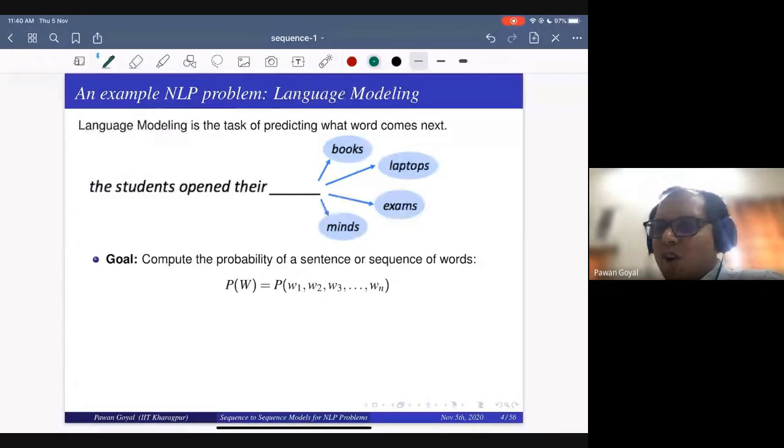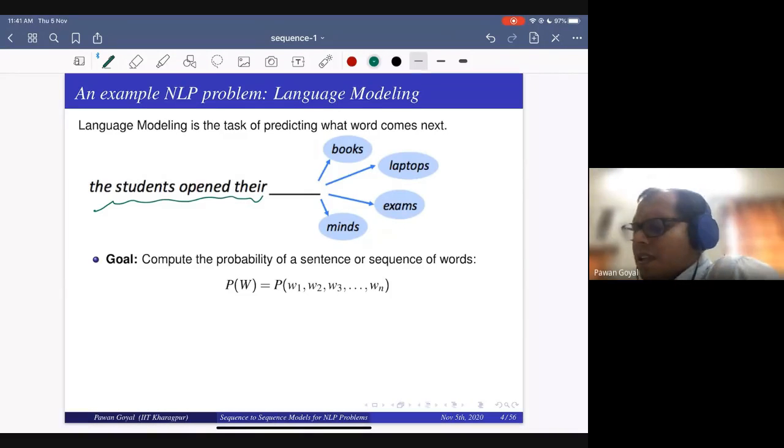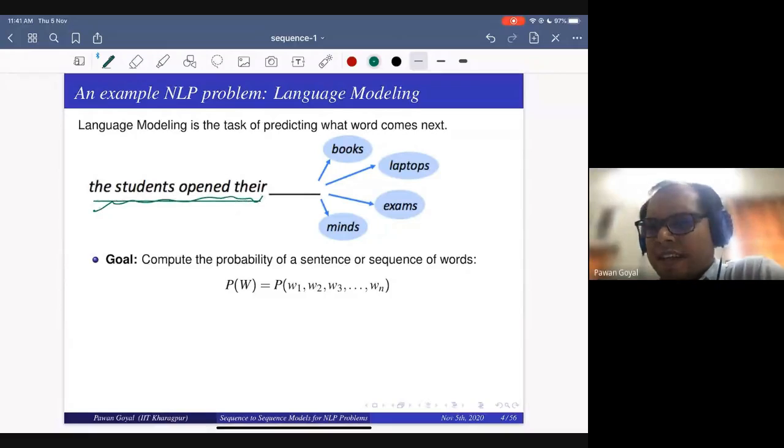So what is language modeling? Language modeling is a very specific task where you are given a sequence and you want to predict the next word in the sequence. Something like you are given the sequence, the students opened their, and you have to find what is the next word that would come in the sequence. Would it be books or laptops or exams or minds? And you have to select a word from there.